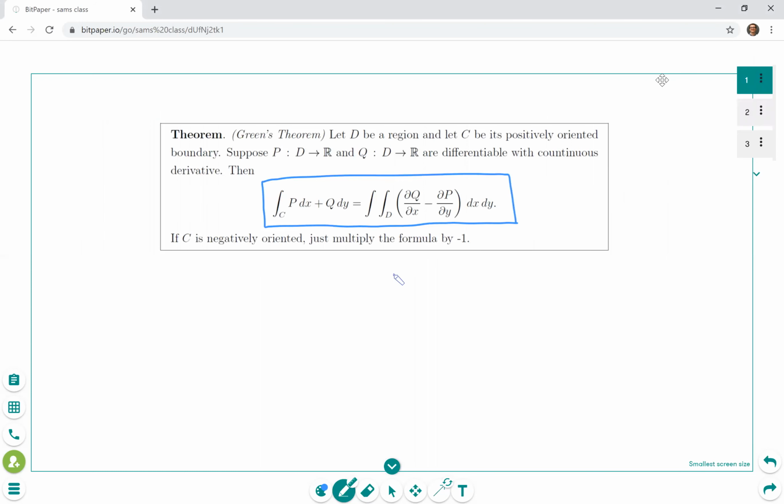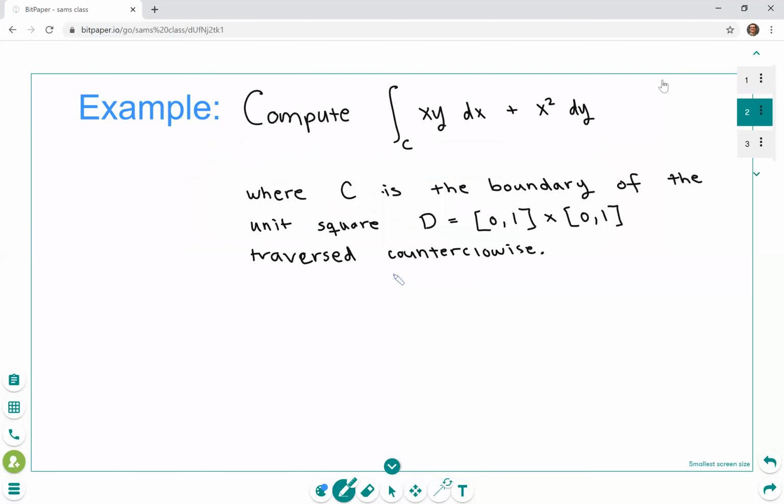So we can take the integral over C of P dx plus Q dy and rewrite it as a double integral over D of partial Q partial x minus partial P partial y, and then integrate dx dy over D. So we can write this as a double integral like what we had been doing in chapter 5. So what is the region here? D is the unit square.